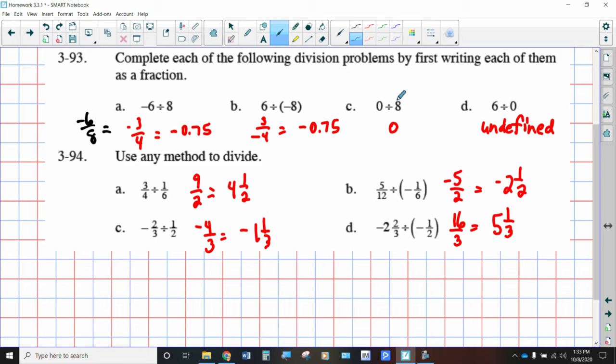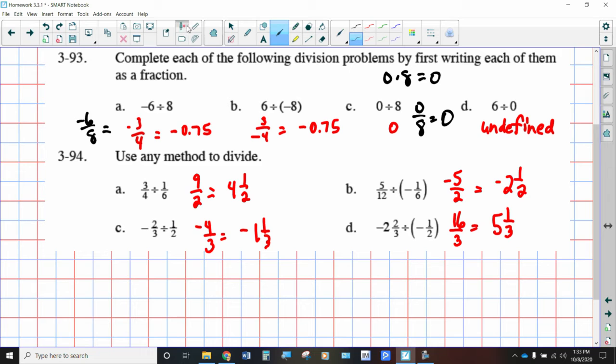Great. Now I'm going to ask this question again. How many 8s can you fit into the number 0? And the answer is none. Why? Because if you were to use your multiplication families, 0 divided by 8 is 0 because 0 times 8 gives you 0 for an answer. So 0 in the numerator gives you 0 for an answer.